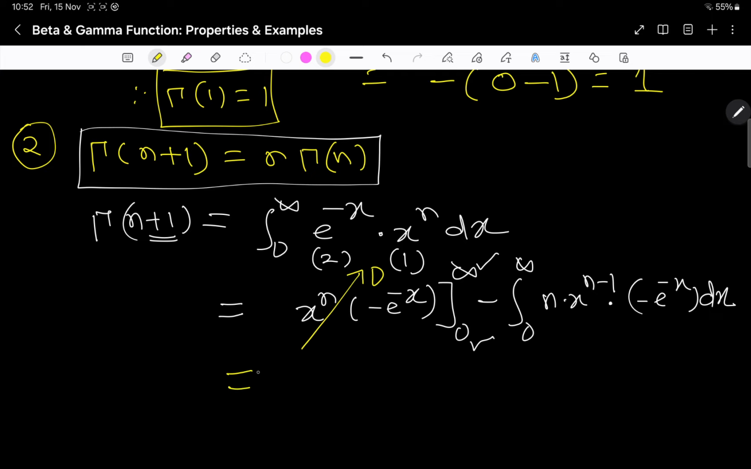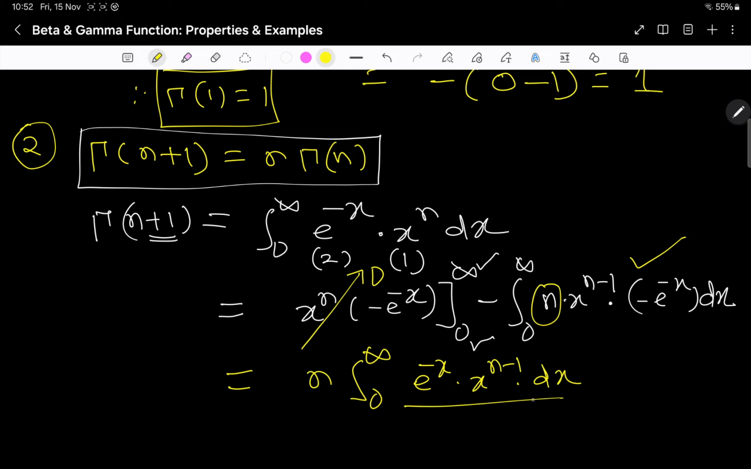So now what will happen to this integral? This minus into minus plus, taking n outside, it is the integral from 0 to infinity of e to the power minus x, x to the power n minus 1 dx. So now this is nothing but the formula of the gamma of n. So this is n into gamma of n.